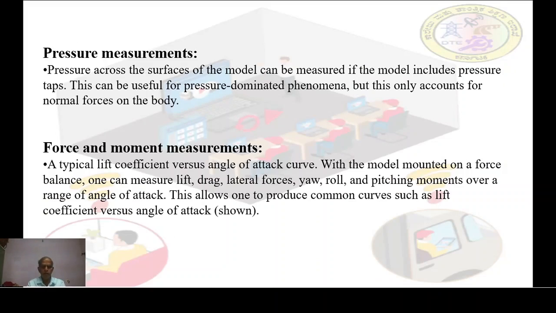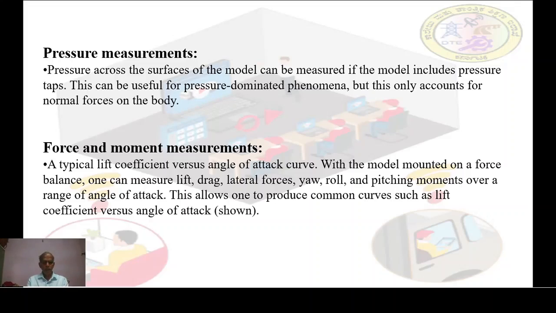Pressure measurements. Pressure across the surface of model can be measured if the model includes pressure taps. This can be useful for pressure dominated phenomena, but this only accounts for normal forces on the body.